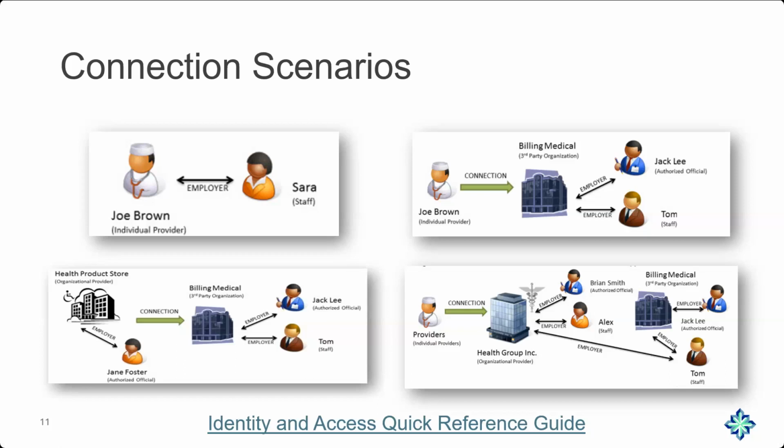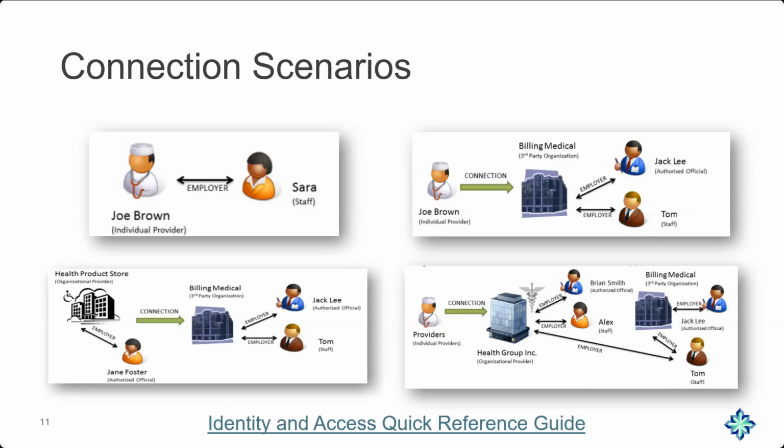That organization has a business relationship with billing medical, so staffing agency, billing company, credentialing consultant, whatever the case may be. And then billing medical has two staff members. Now, they do have an authorized official as well, but they are going to be set up as surrogate users for the health product store, which is that organizational provider. Again, they are employees of the entity that has the business relationship with that organization.